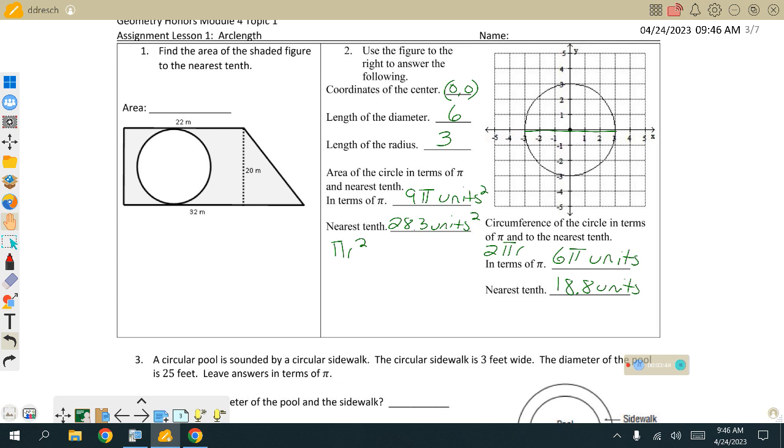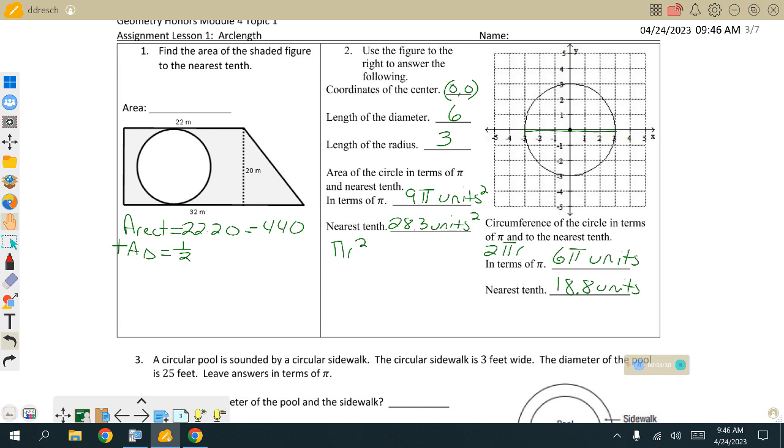Number 1. Okay. Another good one to keep talking about. Area of a shaded figure. On that area of shaded figure, we want to take out that circle. So we got a big old trapezoid to start off with. Trapezoid's made up of a rectangle and a triangle there. Find me the area of that rectangle. 22 times 20. 22 times 20 is what? 440.